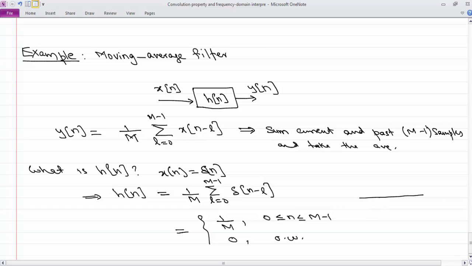So a moving average filter, or a causal moving average filter, basically starts at n equal to 0 and goes up to m-1, so a total of m coefficients, and the height of each one is 1/m. That's the moving average filter.